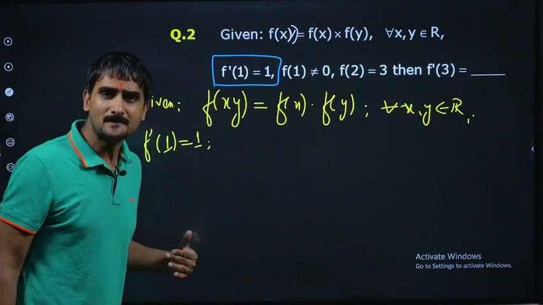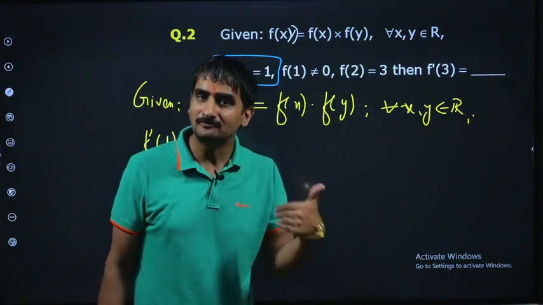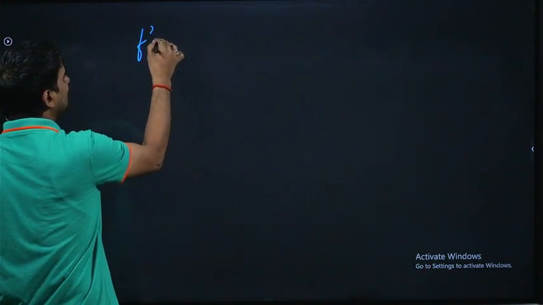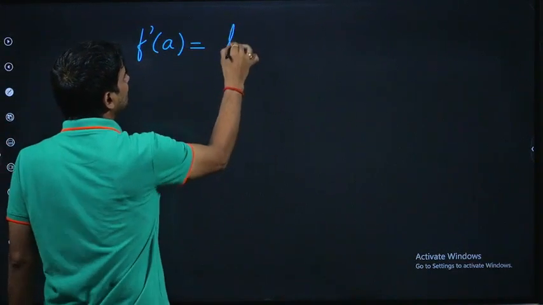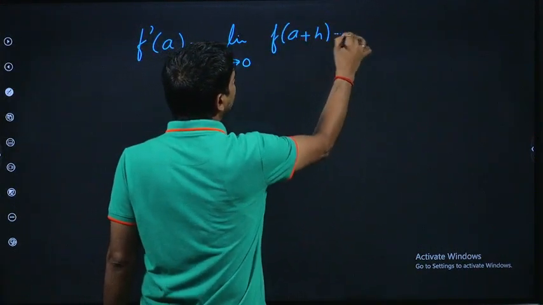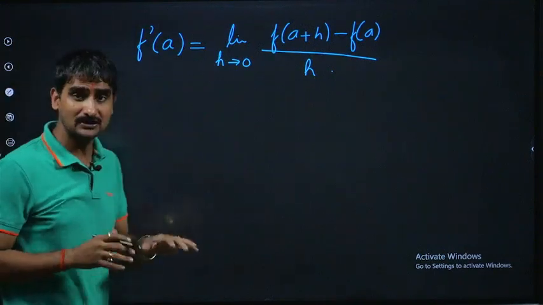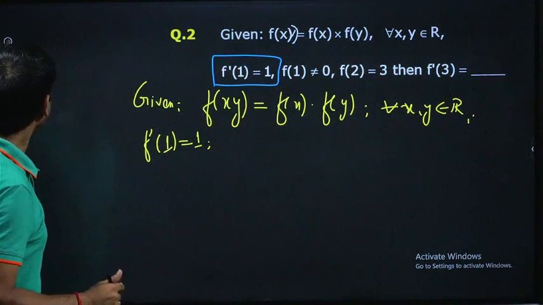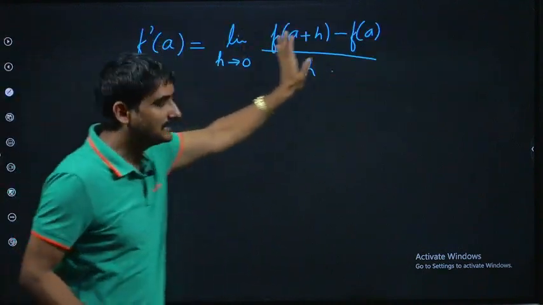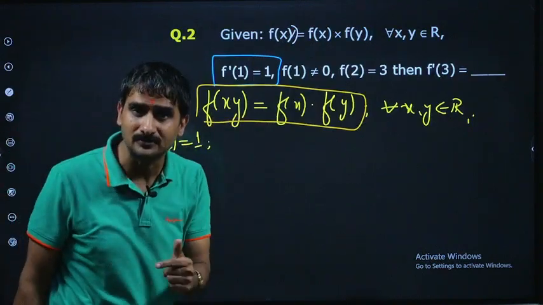So that's a clear-cut hint for the use of differentiation here. You can use it in the form of partial derivative as we did in the last question, or we can use it in the form of first principle of differentiation. So let's start. How can we do it? We know that f dash of a, using first principle of differentiation, is the limit as h approaches 0 of f of a plus h minus f of a over h. That's what we know for f dash of a. But how can we use this relation to simplify anything here, since the information is given for the product of two inputs?